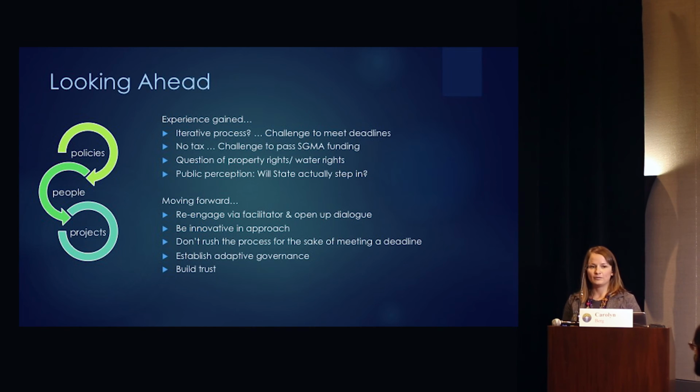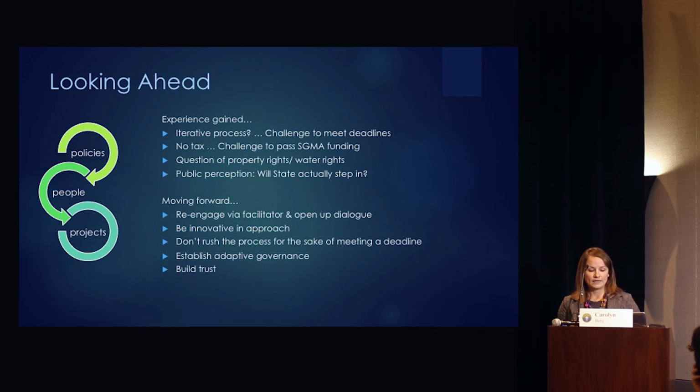But looking ahead, what'll be really important is that I'll be working with my team and all the agencies and stakeholders, through a state facilitator, to open up that dialogue again, find out what really happened, and find out what they think will be fair representation throughout the basin. It may take being more innovative in their approach. That was one option for governance, but maybe the people on the board, or the idea, wasn't trusted by folks around the basin.